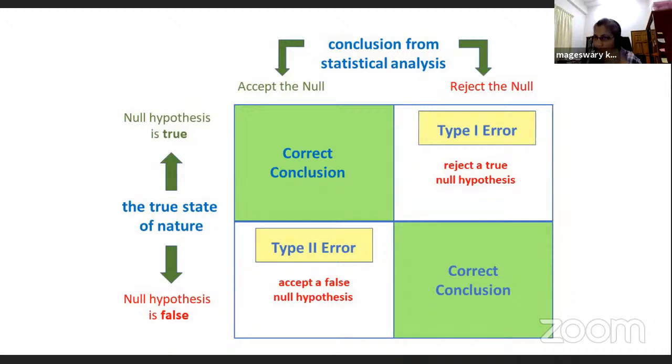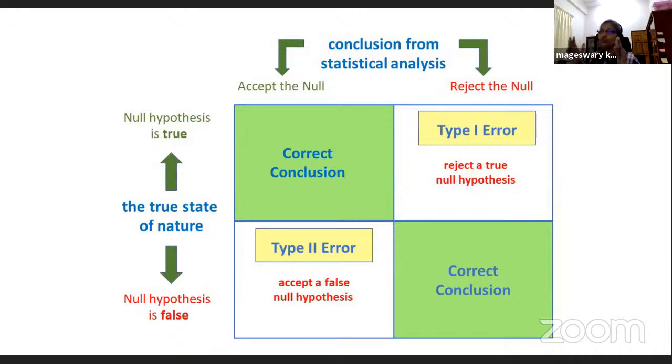But if it happens the other way around, you are creating an error, when by right you should reject the null hypothesis, but you go and accept it. Or when you need to accept the alternative hypothesis, you go and reject it. So this is type 1 and type 2 errors.